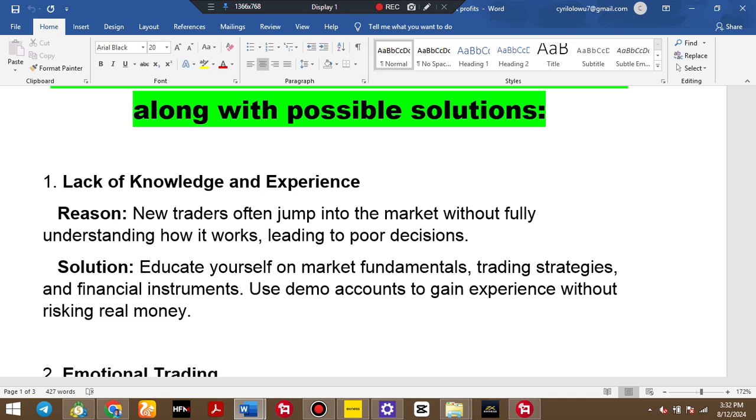The trading platform is not just any how place you come and trade whatever you wish. There are certain rules and regulations guiding it, and aside from that, there are also many things you must consider when taking either a buy or a sell. So the first reason is that new traders often jump into the market without fully understanding how it works, leading to poor decisions. Now, let me give you an example here.